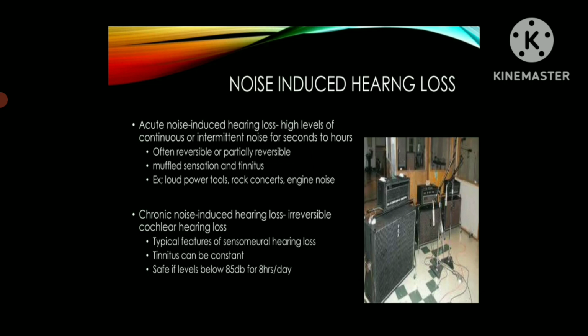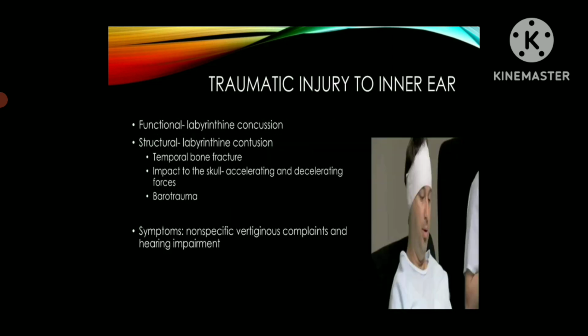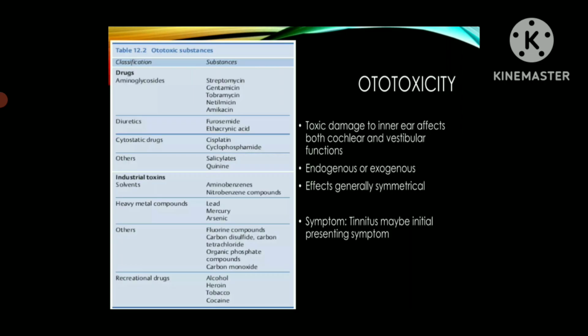If a person works in such an environment, there should be safety, with the sound level kept below 85 decibel. Next is traumatic injury to the inner ear. It is further classified as functional, which includes labyrinthine concussion, and structural, which includes labyrinthine contusion, temporal bone fracture, impact to the skull, accelerating and decelerating forces, and barotrauma. Symptoms are non-specific: vertiginous complaints and hearing impairment.